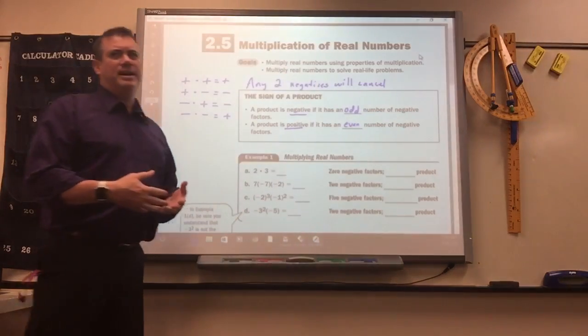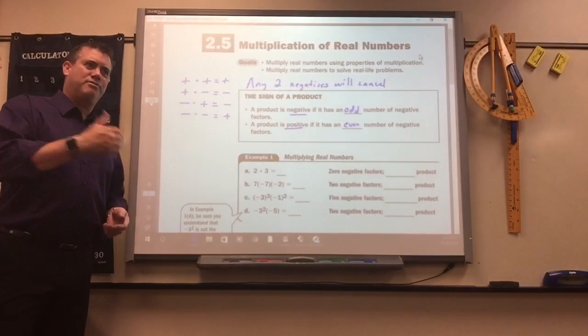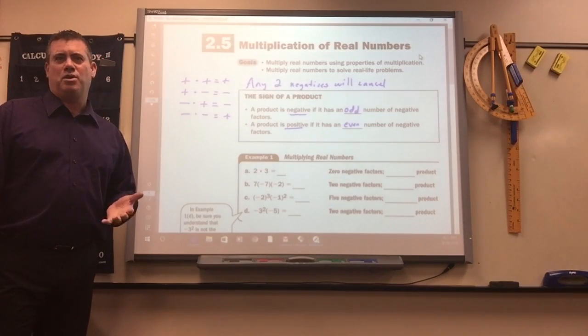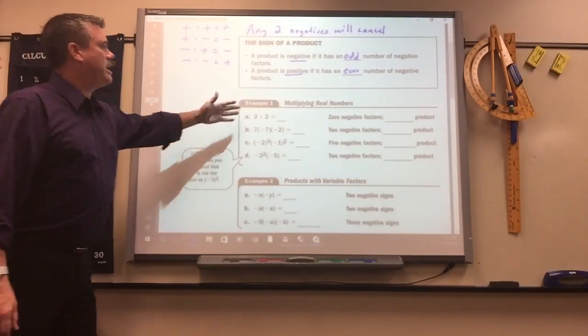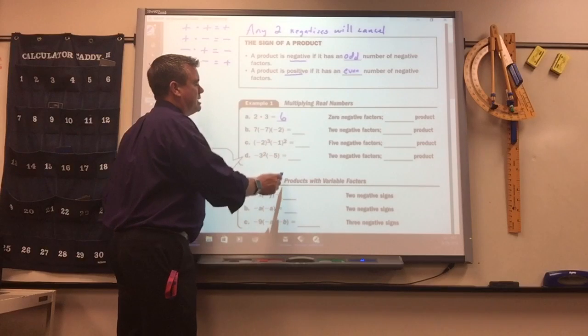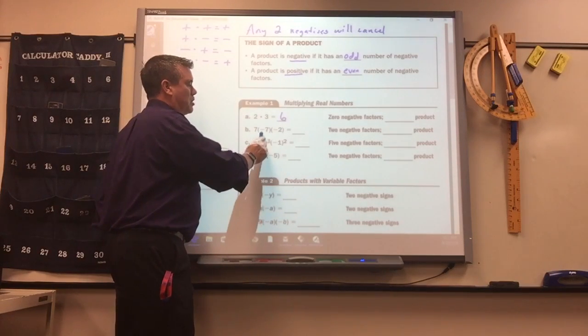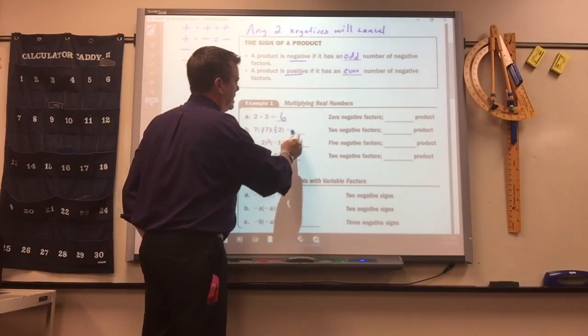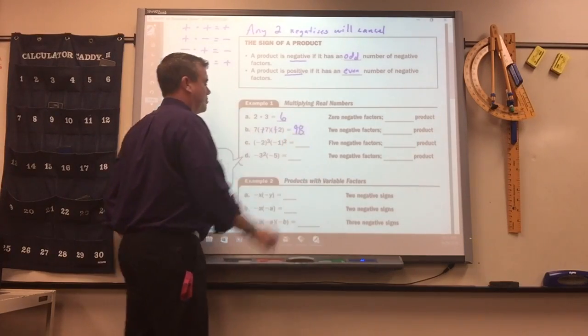So, the difference in this from what you did in 8th grade is now we're going to have variables in it. X's and Y's and all that stuff. So like here they just got real numbers. 2 times 3 is 6. Here there's 3 numbers multiplied and 2 negatives, so they cancel. 7 times 7 is 49, times 2 is 98.